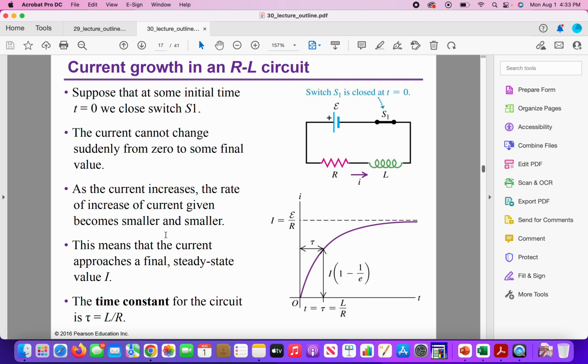Now the time constant for the circuit is tau, very similar to tau equals RC. This is tau equals L over R for the inductor. And when t equals tau equals L over R, we are going to find that the current is going to be I times 1 minus 1 over e.